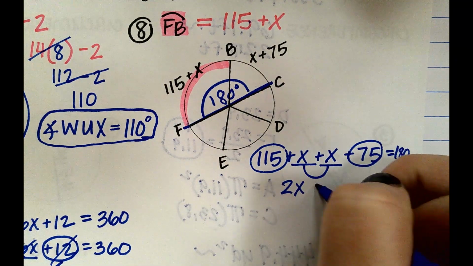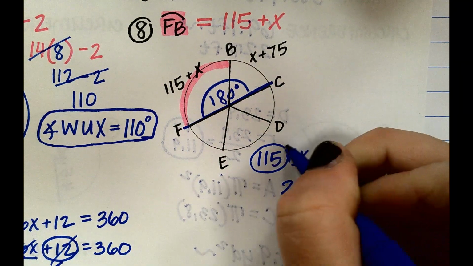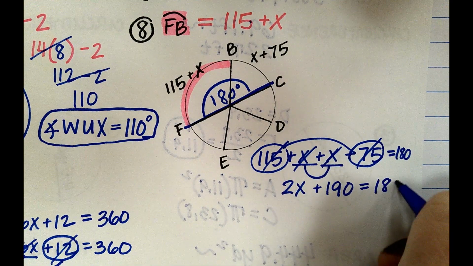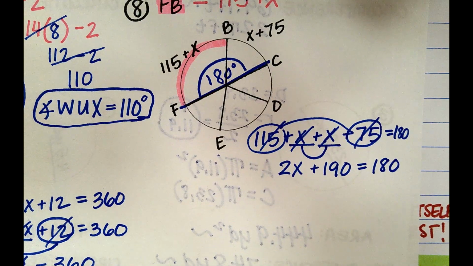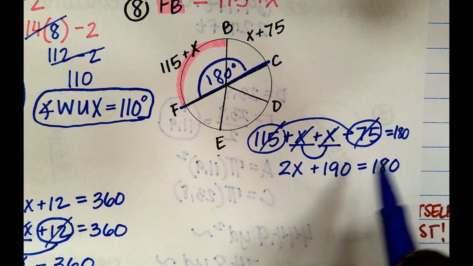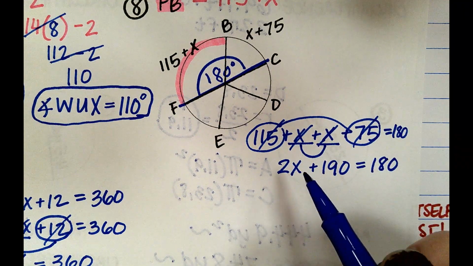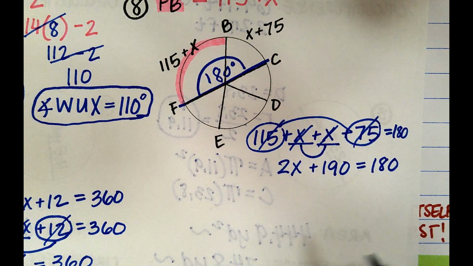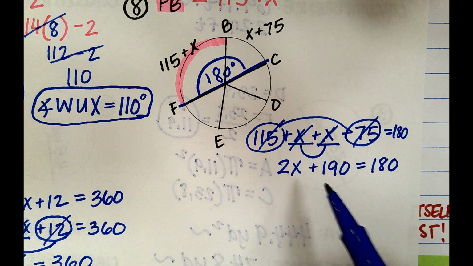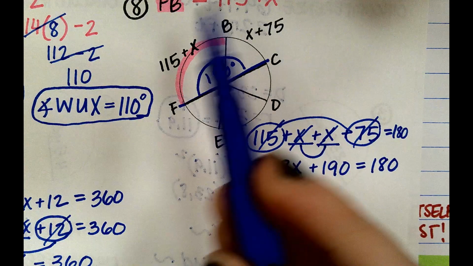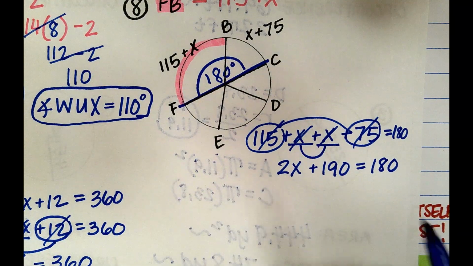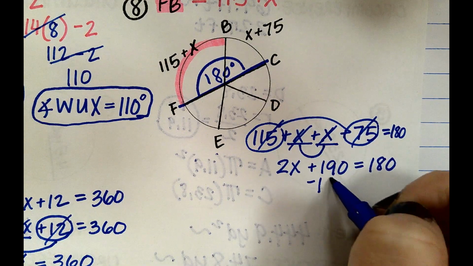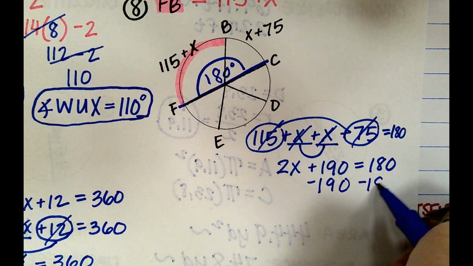190. Equals 180. Now, don't get nervous that you might get a negative answer, because when we subtract 190, that is going to go negative. That's okay, because this is just x. You cannot have a negative angle in a circle, but you can have a negative x value, because we're just going to plug that in later. So minus 190 on both sides.